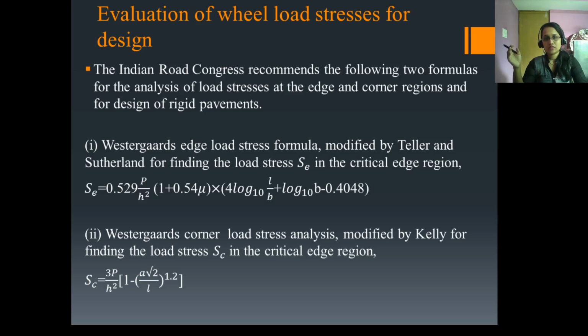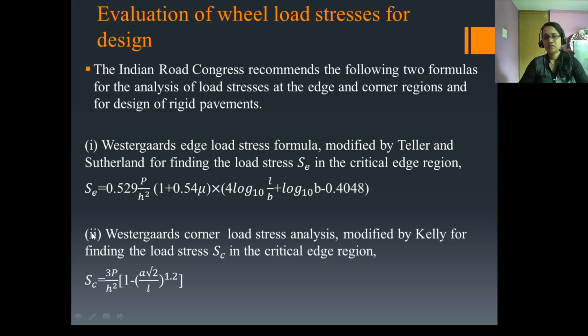So Westergaard's edge load formula, modified by Taylor and Sutherland for finding the load stress SE in the critical edge region, is given by this equation: SE equals 0.529 P upon H square into 1 plus 0.54 nu into 4 log 10 L upon B plus log 10 B minus 0.4048. So this equation, Westergaard's edge load formula modified by Taylor and Sutherland, is used for finding the load stress SE in the critical edge region.